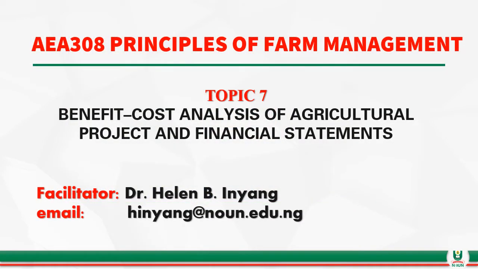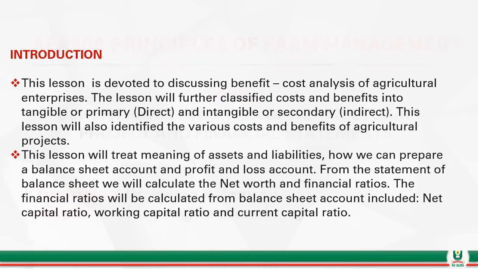Again, the topic of our discussion today is on benefit cost analysis of agricultural projects and financial statement. This lesson is devoted to discussing benefits and cost analysis of our agricultural enterprises. The lesson will further classify cost and benefit into tangible or primary, that is direct, and intangible or secondary, indirect. This lesson will also identify the various costs and benefits of agricultural projects.